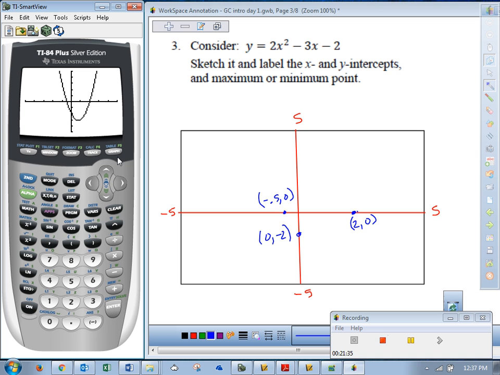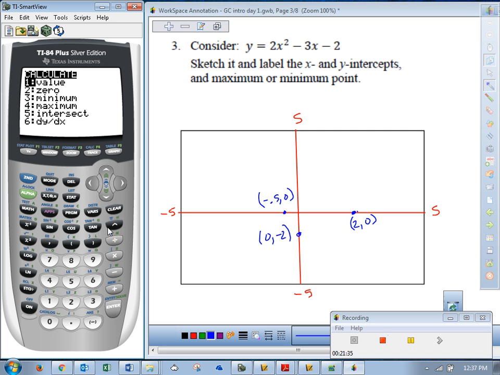But is there anything else we need to figure out on this bad boy? We've got intercepts. Are there any maximums or minimums? There is a minimum right here, correct? Isn't that as low as this graph gets? How do you think we will calculate that? What menu would you want to go to calculate something? Go to calculate. And I wonder which one of those options will calculate the minimum for me.